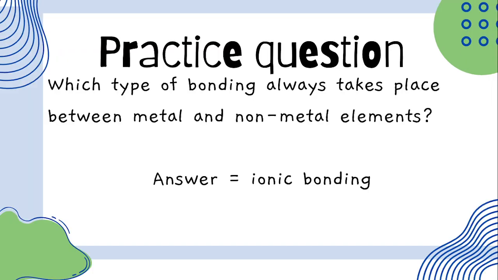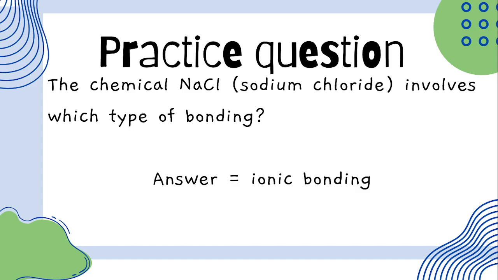Right, let's look at some practice questions before we go into the summary. Which type of bonding always takes place between metals and non-metals? You know the answer: ionic bonding. The compound sodium chloride involves which type of bonding? It is cited in the example. The answer is ionic bonding.